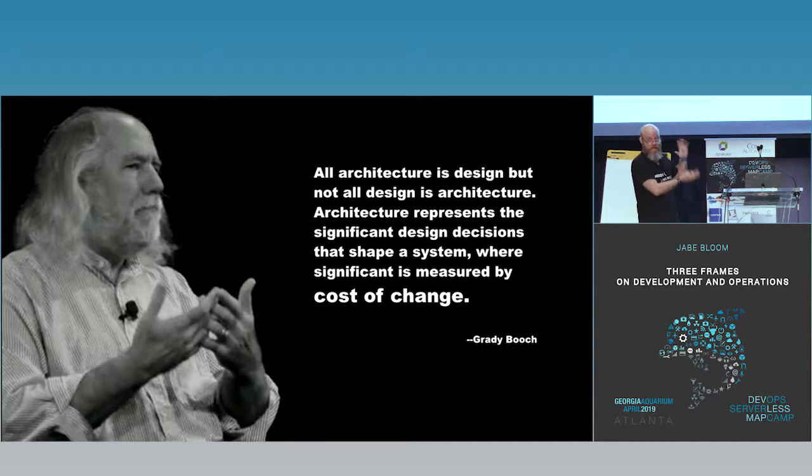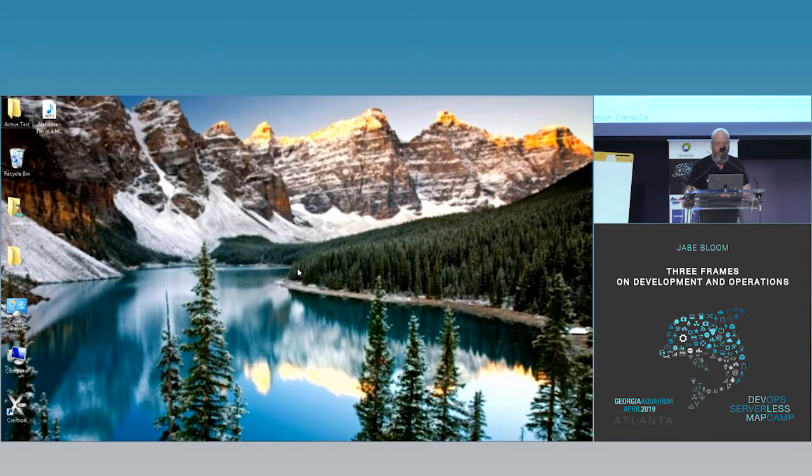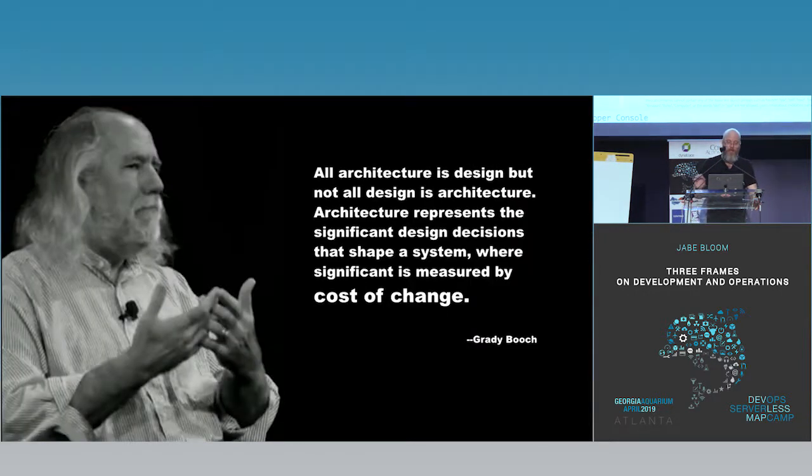That's, again, going back to Hora. We're increasing the componentization through a frame like serverless. We then want to be able to choose different components. So the question is about cost of change. And I like the Grady Booch quote: all architectural design is design, but not all design is architecture. Architecture represents a significant design decision that shapes a system, where the significance of the decision is measured by the cost of change.